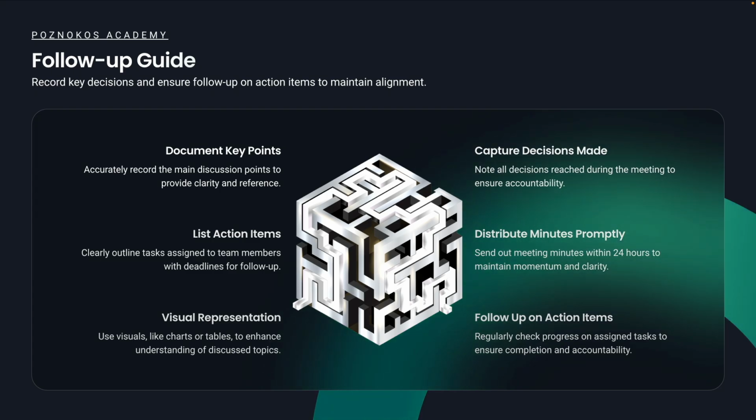So first of all, document key points. Accurately record the main discussion points to provide clarity and references. Capture decisions made, note all decisions during the meeting to ensure accountability. Then list action items, clearly outline tasks and assign them to team members with deadlines for follow-up.